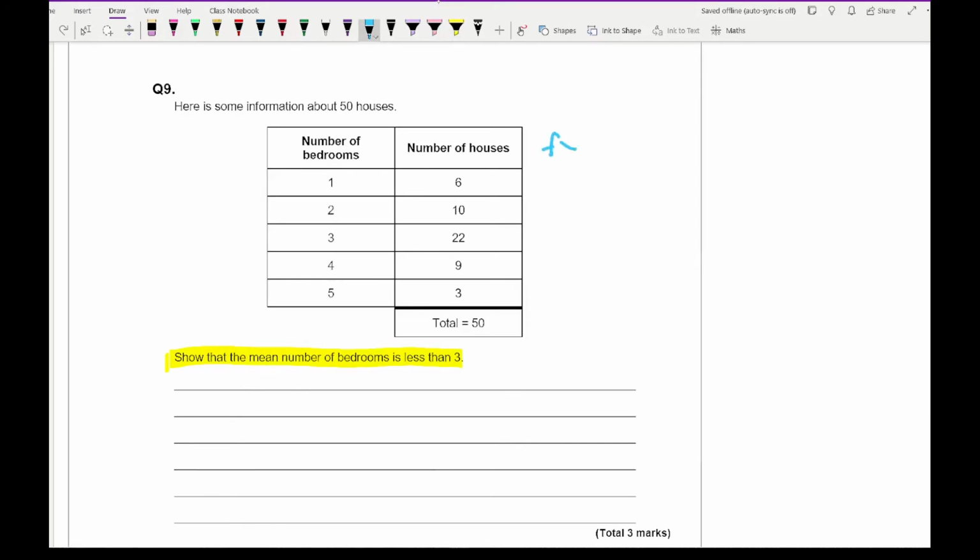So I need to create an FX column. And again, what I'm going to do is just multiply these 2 rows together. So from this, I've got 6 times 1, which is 6, 2 times 10, which is 20, 3 times 22, which is 66, 4 times 9, which is 36, and 5 times 3, which is 15. And if I add up all of those numbers together, I get 143. So then the estimated mean is going to be 143 divided by 50, which gives me an answer of 2.86.